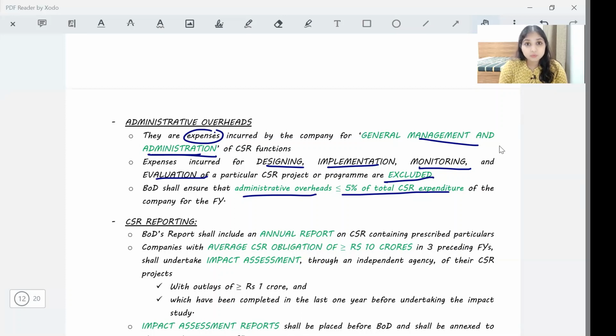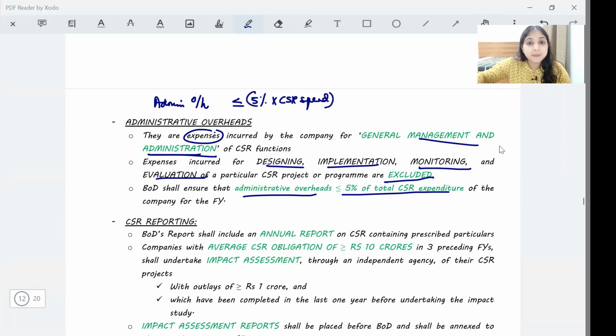All these expenses which the company incurs for administering and managing this marathon, just for the management alone, should not be more than 5% of the total CSR expenditure. Totally on CSR, how much is the company spending? 5% of that amount is the maximum admin overhead the company can spend. The expenses to administer and manage the CSR project should be within 5% of the CSR spend of the company.